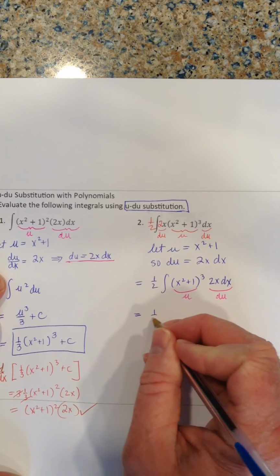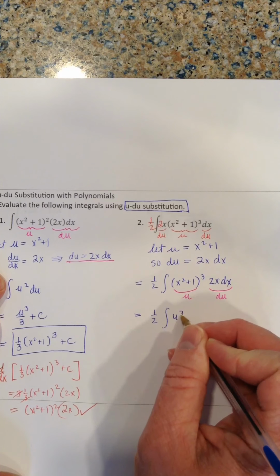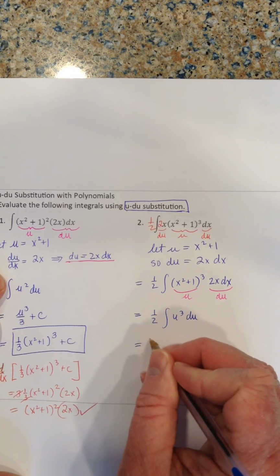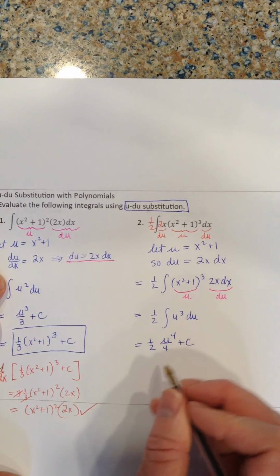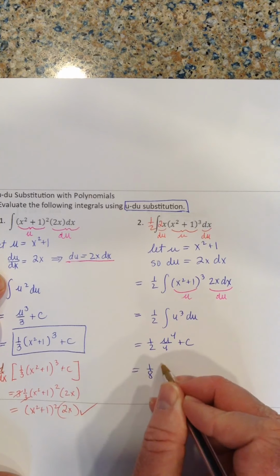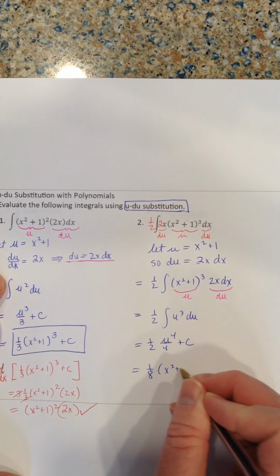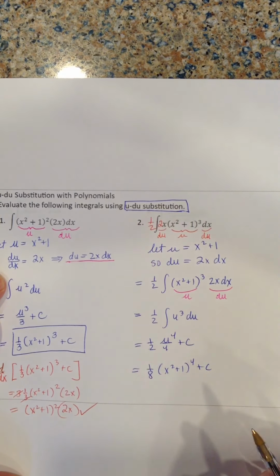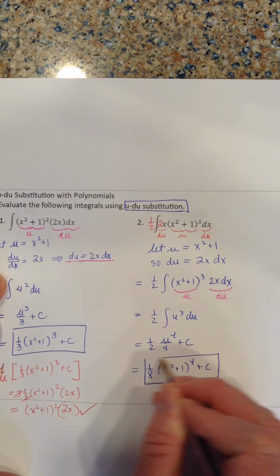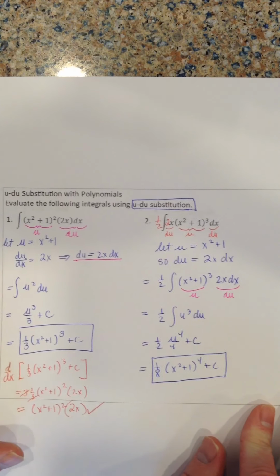So now I have 1/2 integral of u cubed du. So when I take the antiderivative, I use the power rule like that. So I get 1/8 (x squared plus 1) to the 4th plus c. 1/2, 2 times 4 is 8. And that's the answer to that problem. Okay, let's try a couple more.